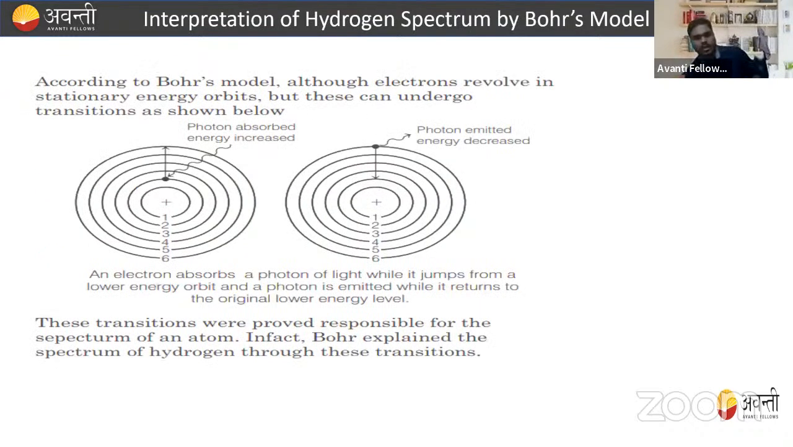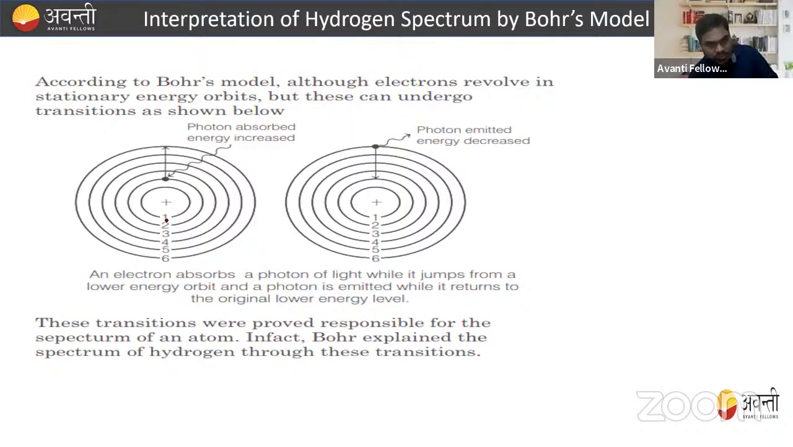Now, what is the interpretation of the hydrogen spectrum by the Bohr model? How does the hydrogen spectrum come into the picture? Let's see this. According to the Bohr model, electrons revolve in stationary energy orbits, but these can undergo transitions as shown in the figure.